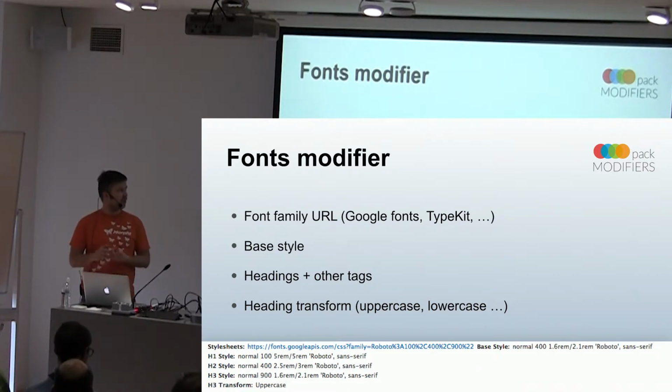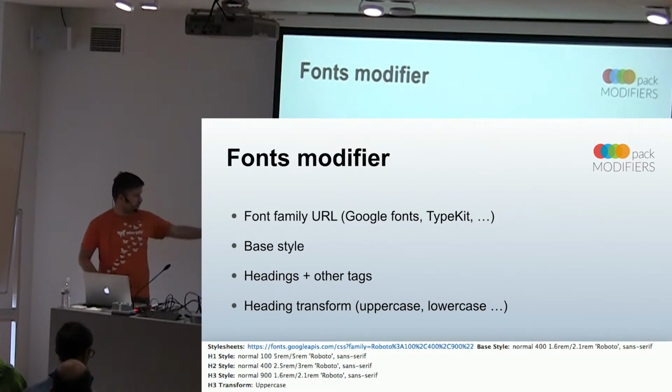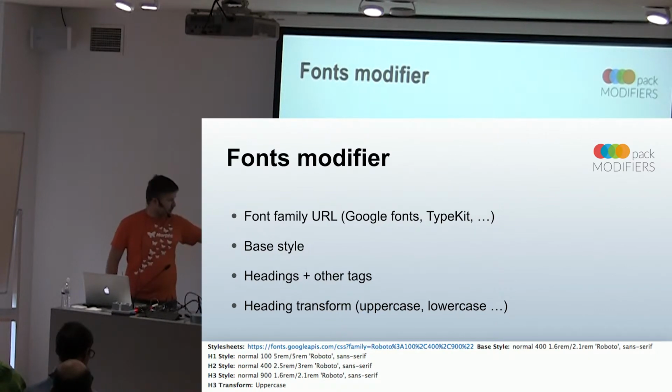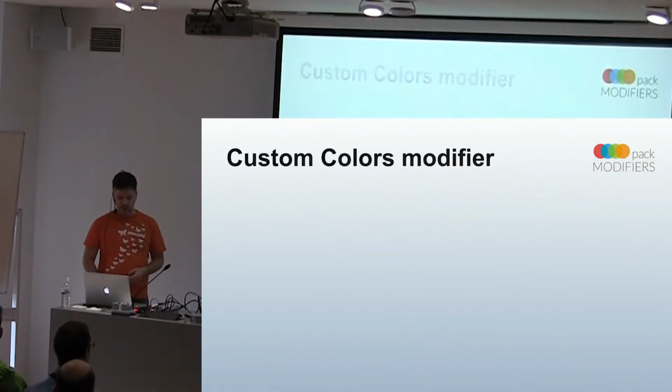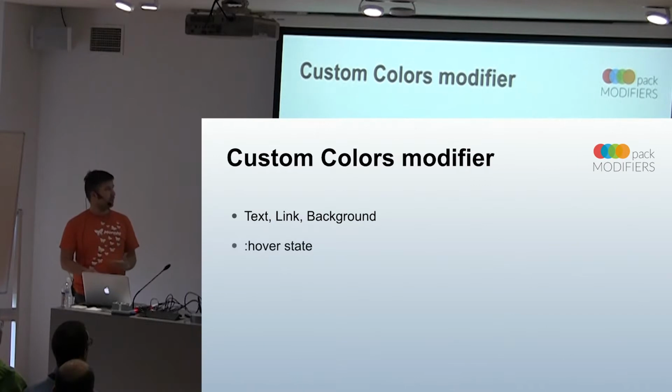So you can specify the font family, and then you can apply the font on the base styling for the whole element, and separate styling for headings. So you can see it here. That's a screenshot from the paragraph. So H1 has different styling than H2, than H3, and so on. So that's the fonts modifier, and now the colors modifier, it's the same story.